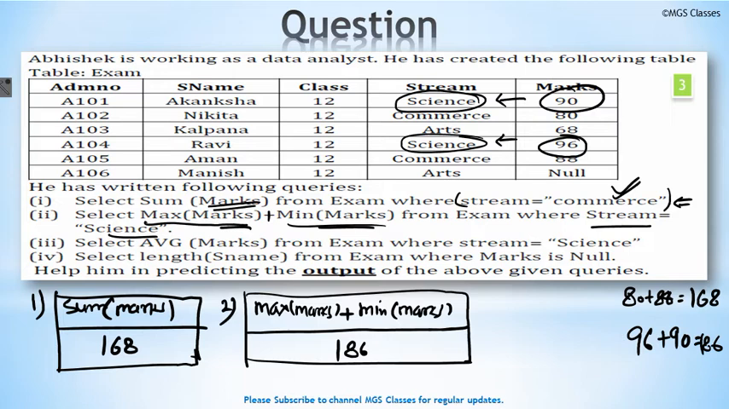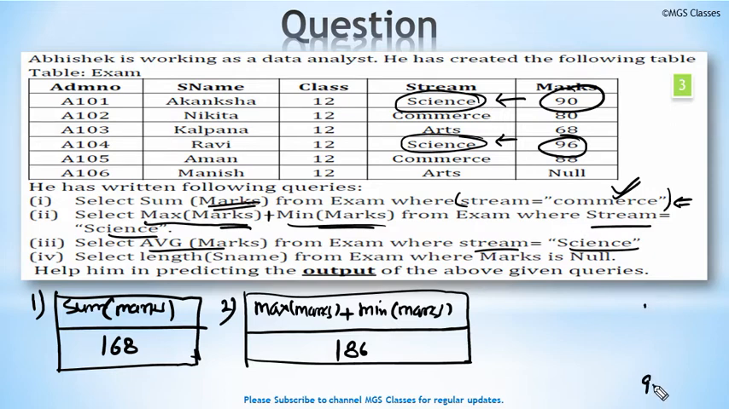Now we are going to look at the third question. It is also very simple, so look at the query: select average of marks from exam where stream is science. Again we are interested in the stream science, so we need to calculate the average of the marks of the science students only. Average is calculated as sum divided by the number of values. Here you need to divide by 2, not by 5, because we are interested only in the rows satisfying the where condition, the average marks of the science stream students, not among all students.